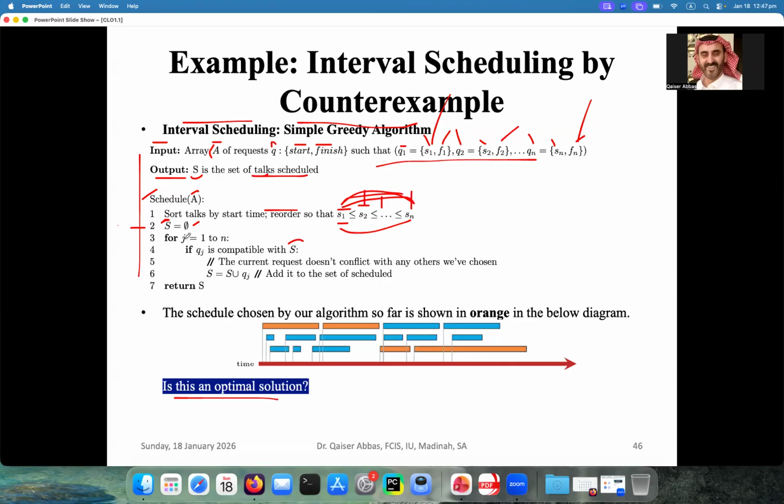So if j is equal to 1, then Q1 is compatible with S, because S initially has 0 requests. Then you take Q1 and check that, according to the starting time, it is compatible.